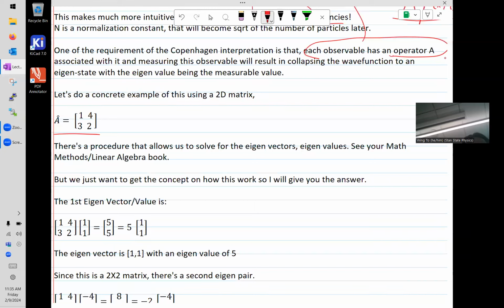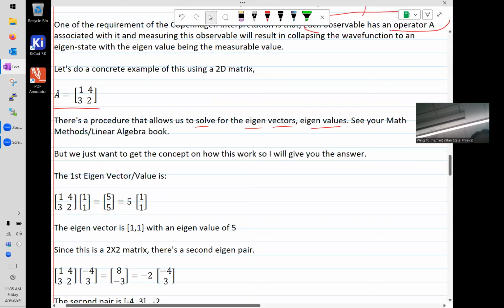There's a procedure that allows us to solve these eigenvector, eigenvalue problems in your math methods or linear algebra book. I'm not going to go through that, because the idea is that we're not trying to solve these problems. We're just trying to get the concept of why these eigenvectors and eigenvalues come out, and it's very important in how we're going to measure things.